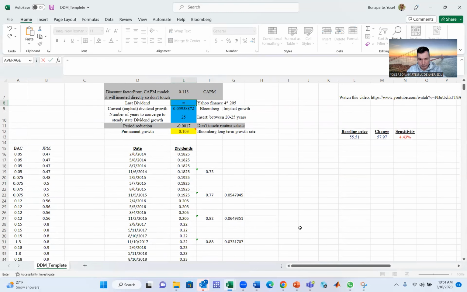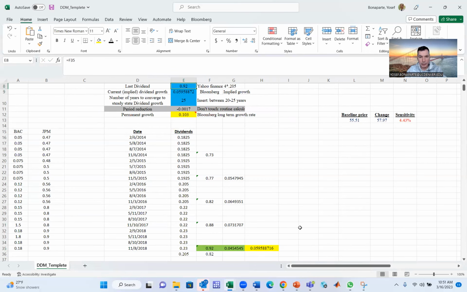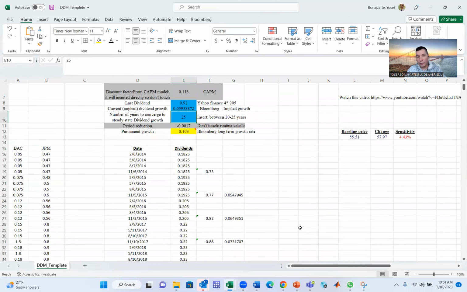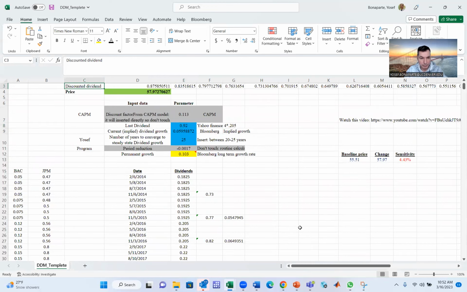I will do it for you. 0.92. All right, 25 years is enough. The long-term permanent growth, you have to take from Bloomberg, the long-term growth. Then the discount rate comes by itself. This has come from the CAPM model. The Excel program does that, so don't touch it. This will come from CAPM.